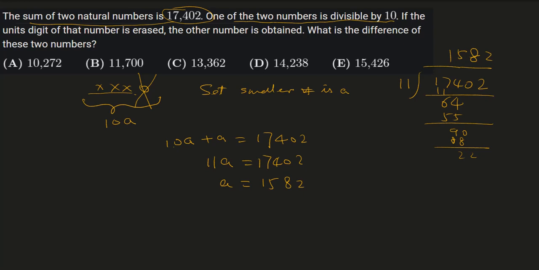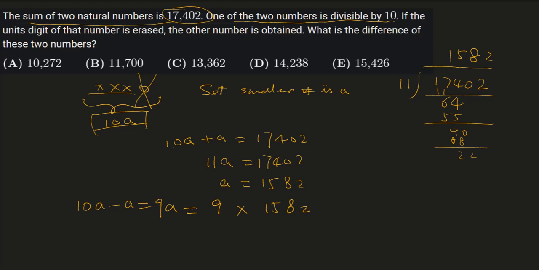Now, what's the question? The question is about the difference of the two numbers, which means it's the difference of 10A and A. That is 9A, right? So we don't have to calculate this number, even if it's super easy. Now we'll see a trick here. So this is 9 times 1582. Should we finish the full calculation to obtain the answer? My answer is no. You should not do it.